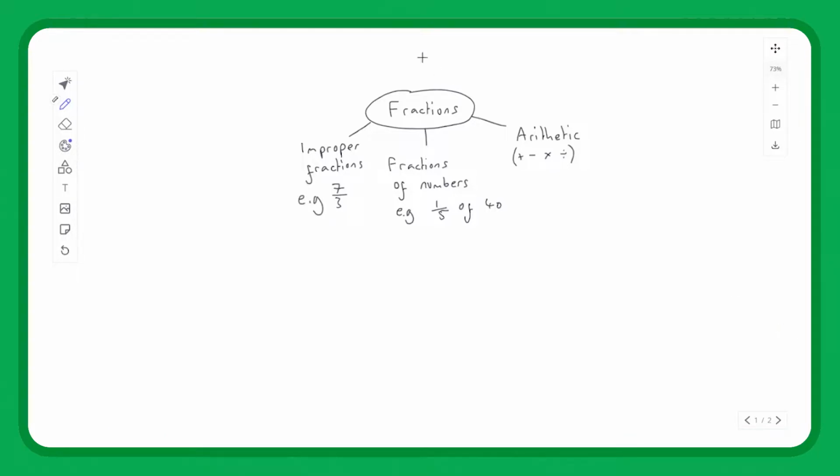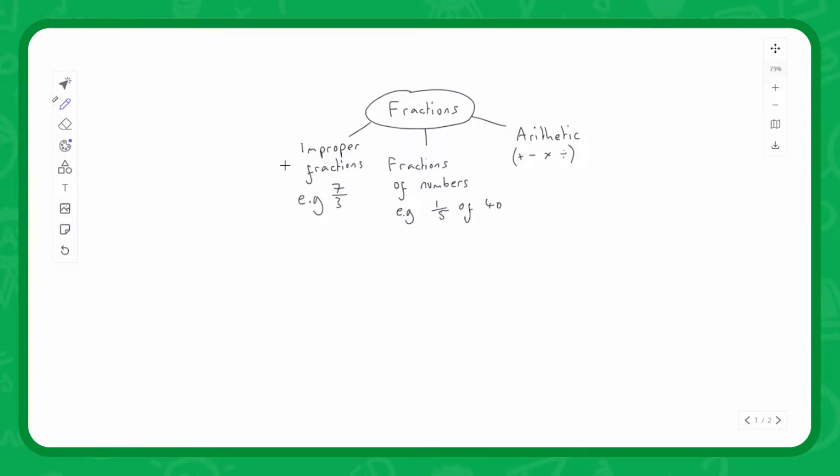Fractions can be split up into 3 topics. So we've got improper fractions. This is where our numerator, the number on top, is larger than the denominator. The second topic is fractions of numbers. So this could be, for example, finding the fraction of students with blonde hair or something. And the third topic is arithmetic. So adding, minusing, timesing, and dividing fractions together.